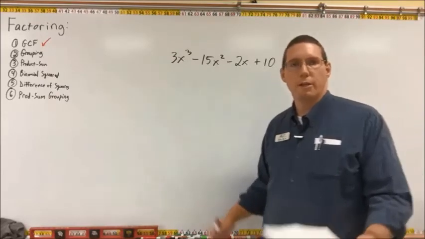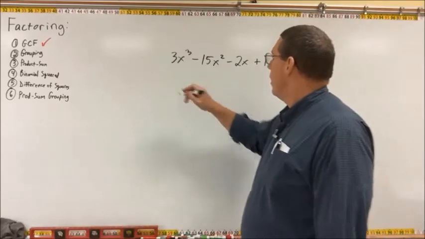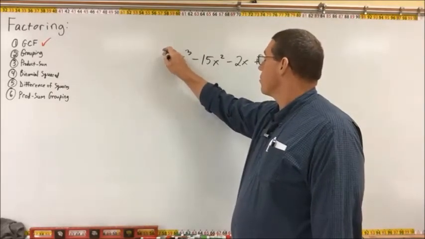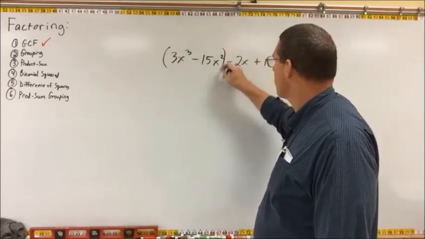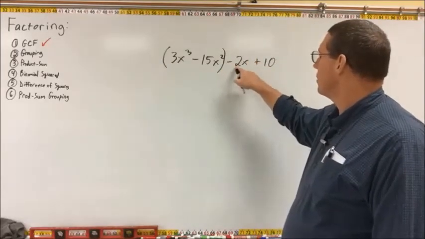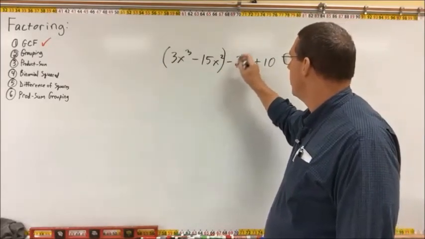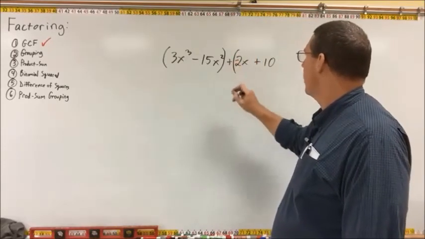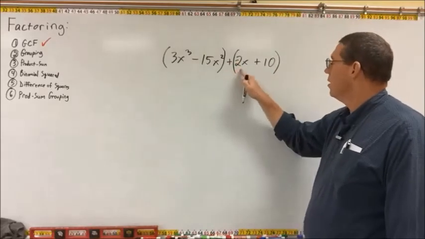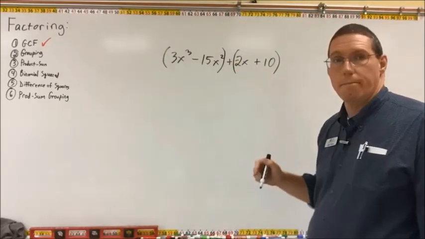Okay, so hopefully you had a chance to work this out. And we got to group pairs. So we're going to group the 3x cubed minus 15x squared. And now look, this is a negative 2x. So before we group it, we're going to put the parenthesis in. We'll move the minus on the inside and turn that into a plus. So we have plus negative 2x and then plus 10.